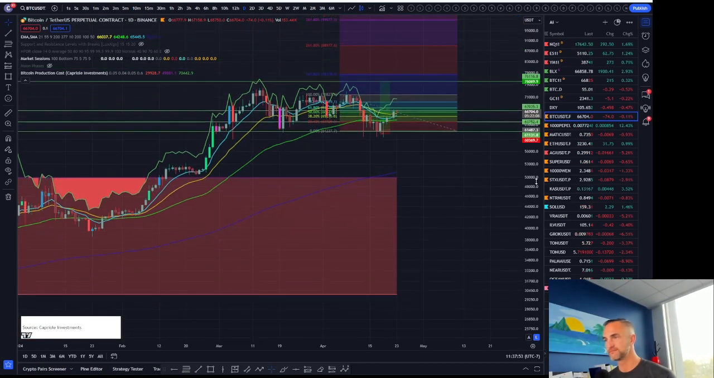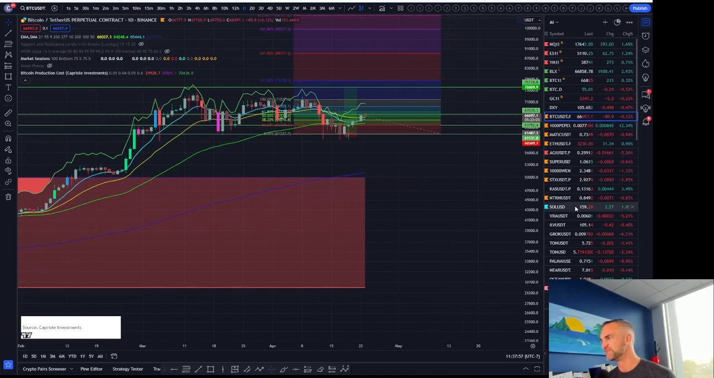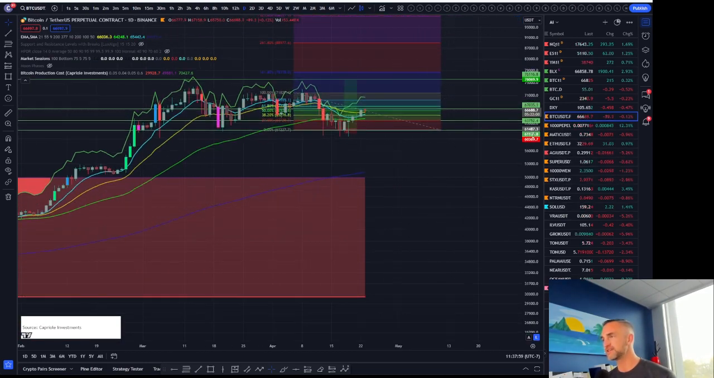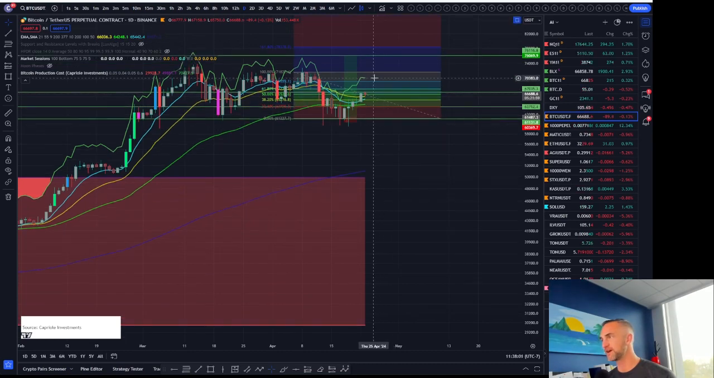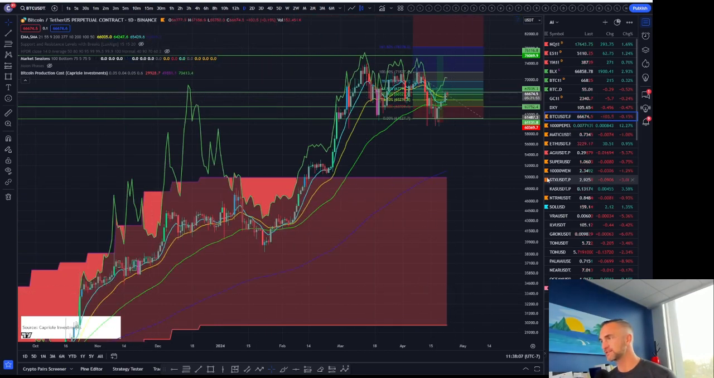Oh, production cost is still at $30,000. What's going on here? Likely it's going to rise. Apparently production cost is somewhere around $70,000 now. But I want to see that red line go up.